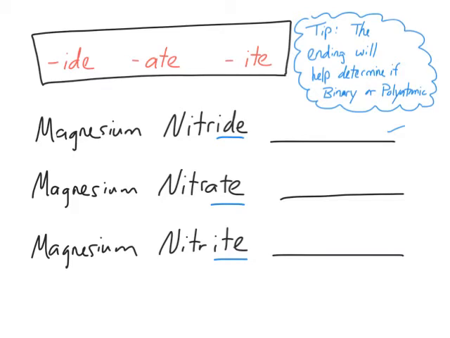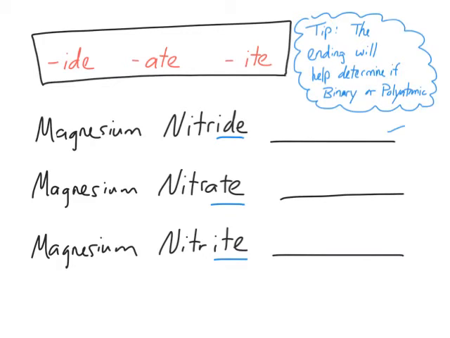Okay, at this point you're probably asking yourself, how am I going to keep this all straight? Well, one tip is to look at the ending of the names. If you see an "ide," "ate," or "ite" ending, it can help you determine if you're dealing with a binary or polyatomic ion. And that can help you then figure out the formulas.